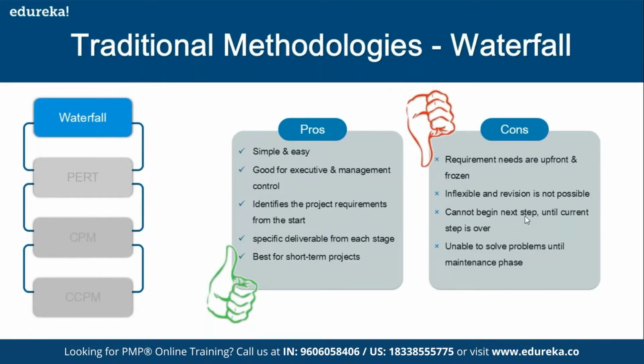Then, the next step cannot begin until the current step is over. That's the biggest drawback, right? So you need to go back and complete all of the previous work, agree on the deliverables, agree on the acceptance criteria, and then it becomes easy for you to move forward appropriately into the next phase. And primarily, the next important thing here is we cannot go back into the previous phase. So that is very important. Also, we are unable to solve problems until the maintenance phase. That's also a big disadvantage that we have.